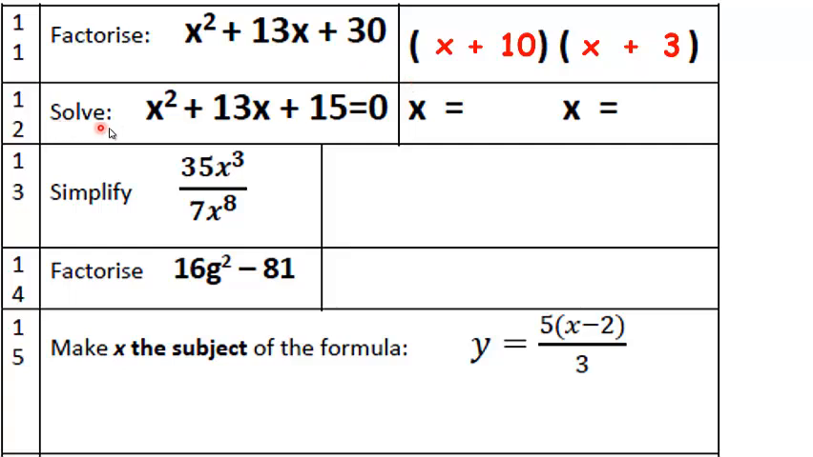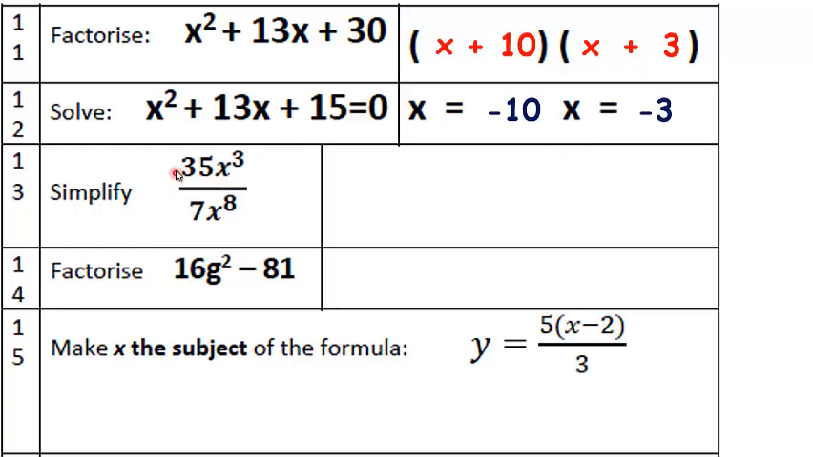In question 12, it's solve the same expression. I'm going to write down the same numbers but with opposite signs here. Okay, if you get a question that simply says solve, you have to factorize first and then write the opposite signs. So make sure you can do that and be comfortable with that.